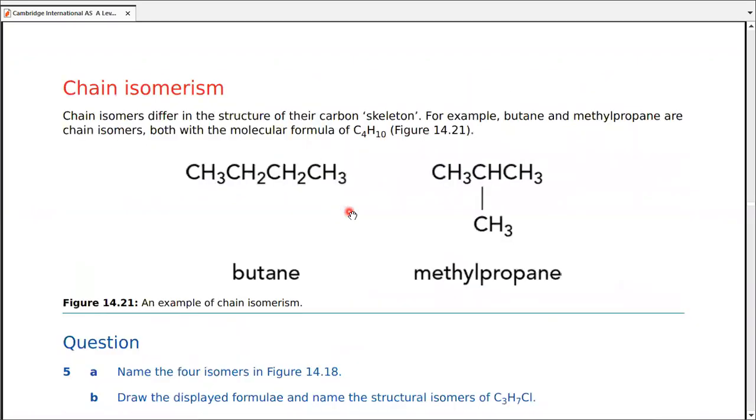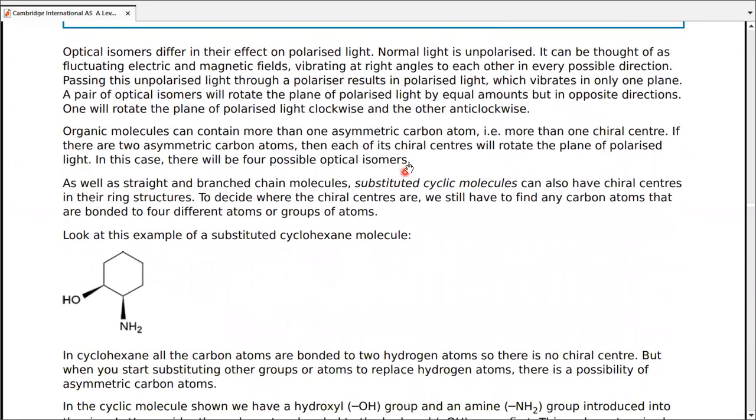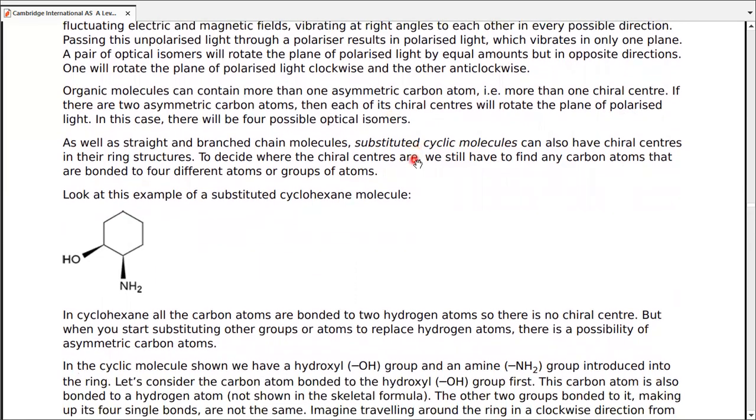So the page we were discussing. Okay. Organic molecules can contain more than one chiral carbon. Of course, each of these chiral centers will rotate the plane of polarized light in different ways. Of course, there would be two possible options. If there are two chiral centers, let's say two asymmetric carbons, there would be four possible optical isomers. If there are three, there would be more. So this keeps on increasing. The number of isomers that form after 7 or 8 chiral carbons would be much more than just this.